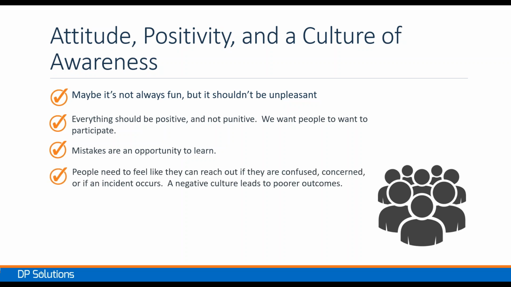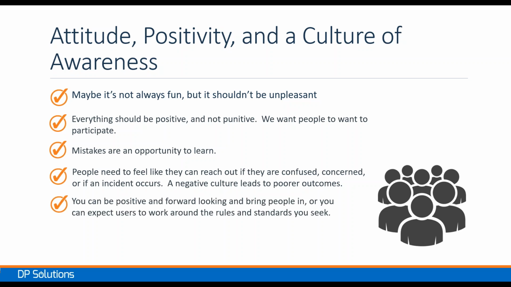If there's any kind of confusion, the staff needs to feel like they can reach out if they're confused or concerned. As I was just saying before, negative culture leads to poor outcomes. You can really be positive and forward-looking and bring people in, or you can expect users to work around the rules and the standards. If people aren't given rationale and explanation and justification and hand-holding for this stuff, then people are going to do whatever they want. People are going to use their cell phones to text things. They're going to use USB drives to take information off-site. They're going to use personal email accounts. They're going to violate policy left and right, because the truth is that no matter what we do with cybersecurity, there are usually ways around this if people have the will.